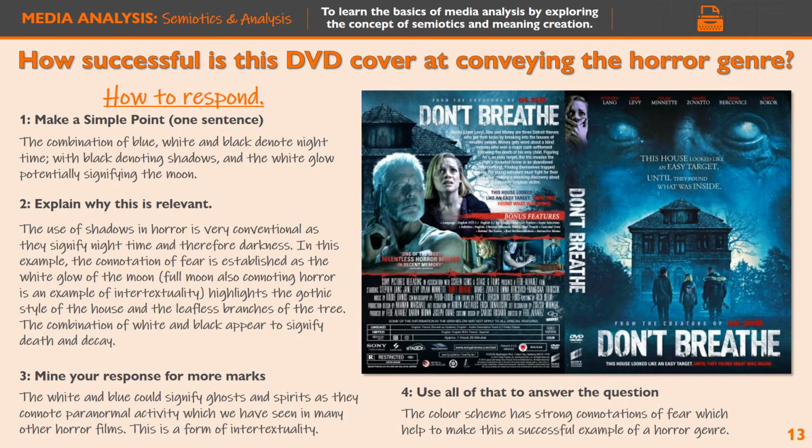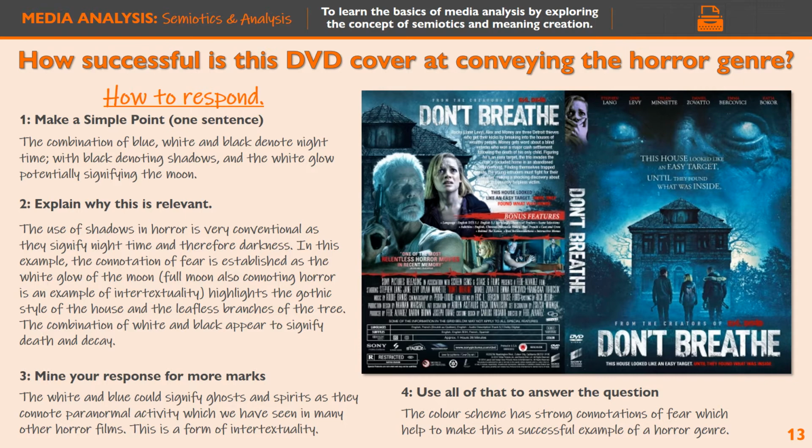So the white and blue could signify ghosts. See how here we are still talking about the white and blue, but we're talking about it maybe signifying something else, ghosts and spirits, as they connote paranormal activity, which we have seen in many other horror films. So again here we've got the word signify, we've got the word connote, and we're saying how else it might be relevant. And then finally, before you move on to your next point, it's always useful to have a simple sentence to link back to the question, to make sure you've actually answered the activity, the task, the question you've been asked to do. So for here, for example, we have the colour scheme has strong connotations of fear, which helped to make this a successful example of a horror genre.